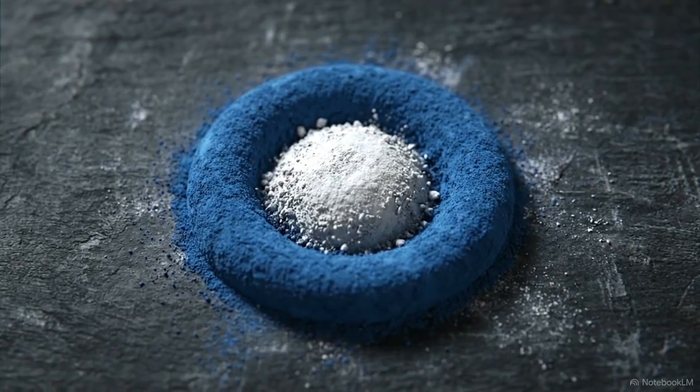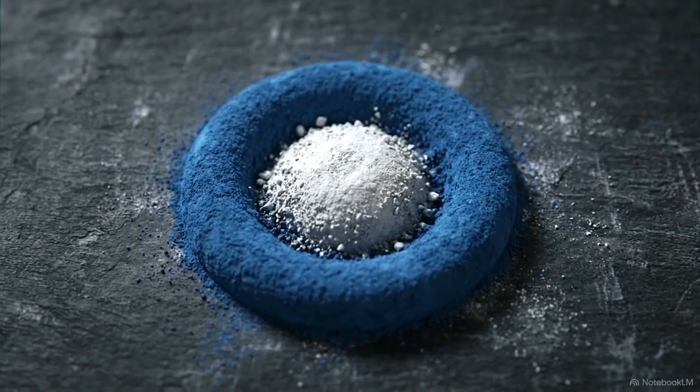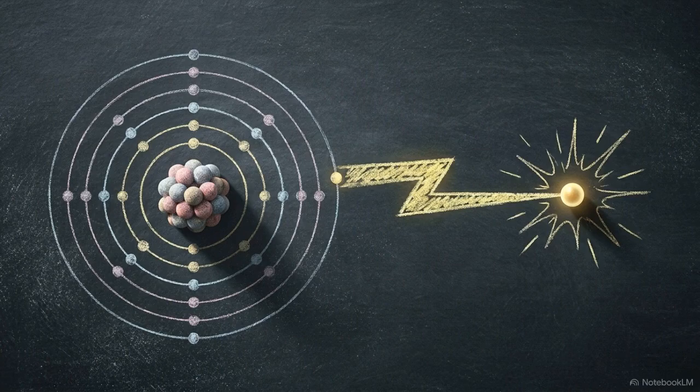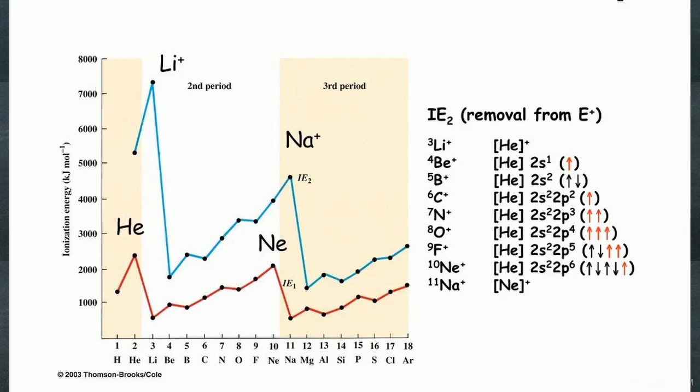As the effective charge climbs across a row, it pulls the entire electron cloud tighter toward the nucleus. The periodic table reveals itself as a physical manifestation of this cycle, a visual map of effective nuclear charge climbing to a peak and resetting with every new shell. This tightening atomic radius dictates a highly observable macroscopic property, ionization energy, the amount of energy required to rip an electron away. This graph shows experimental ionization energies.